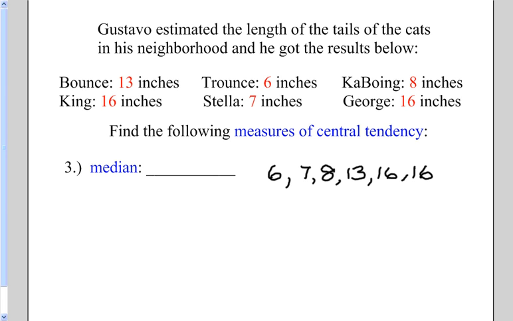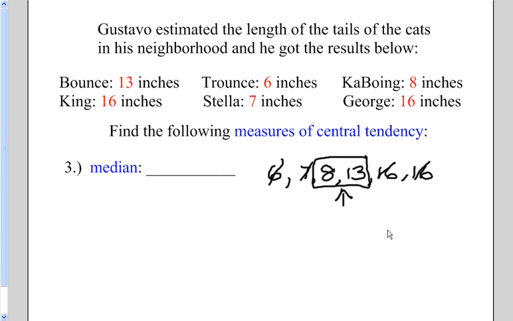All right, so we want to see what number is in the middle. So let's go ahead and cross out the smallest and the largest. Then we can cross out the next smallest, 7, and the next largest, 16. What we're left with are 2 numbers in the middle. But the median is not 2 numbers, it is just 1. So how are we going to find what's right in between 8 and 13? That's the challenge that we have.